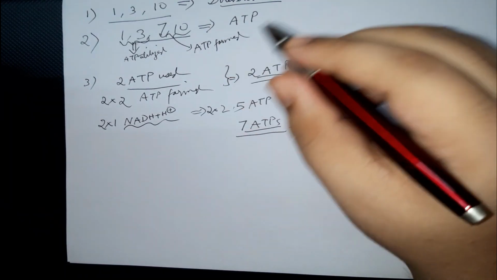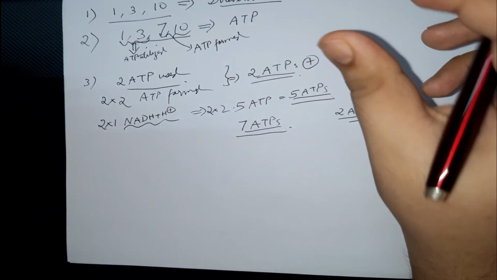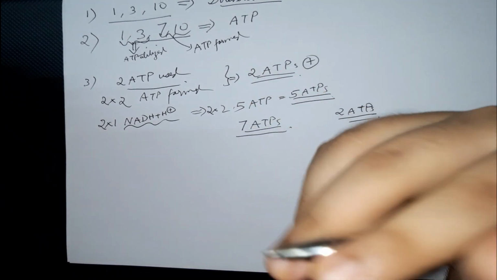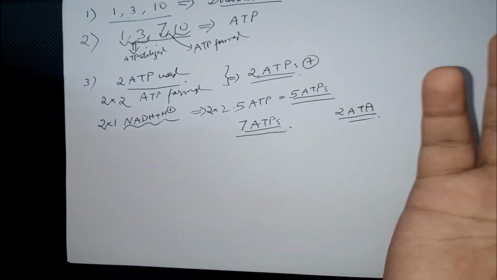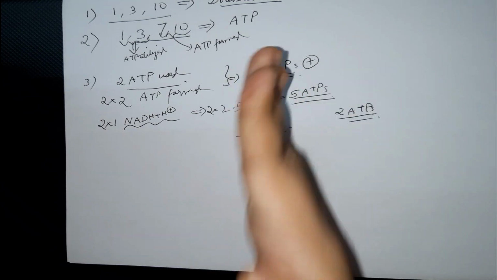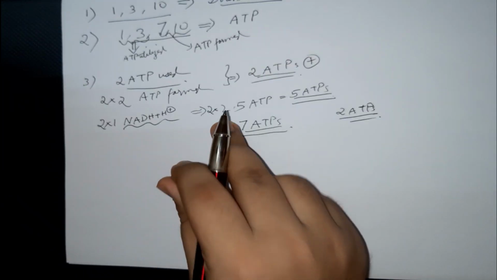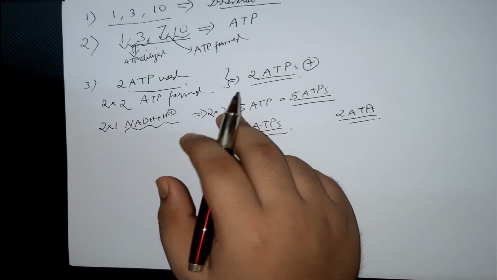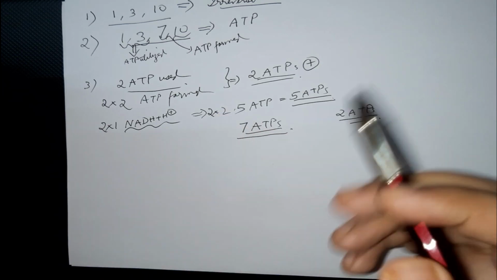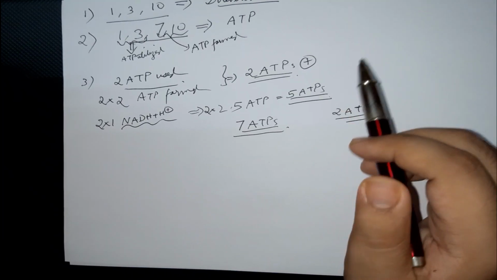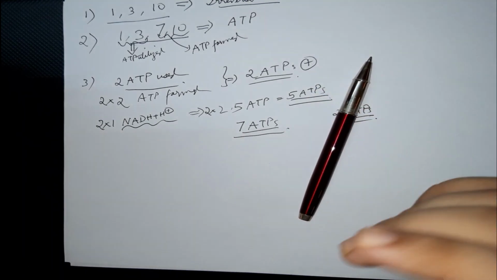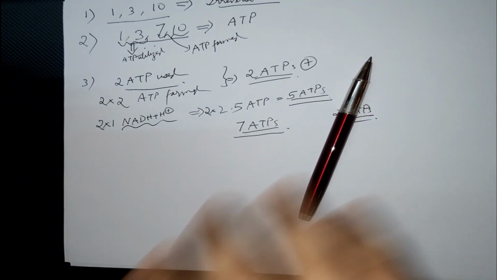Later I found out that the 3 ATPs being formed from 1 NADH plus H plus is an old calculation. It's an old concept. The new, modern concept is 2.5 ATPs being formed, not 3. This also used to come in medical examinations, like the joint entrance examination.